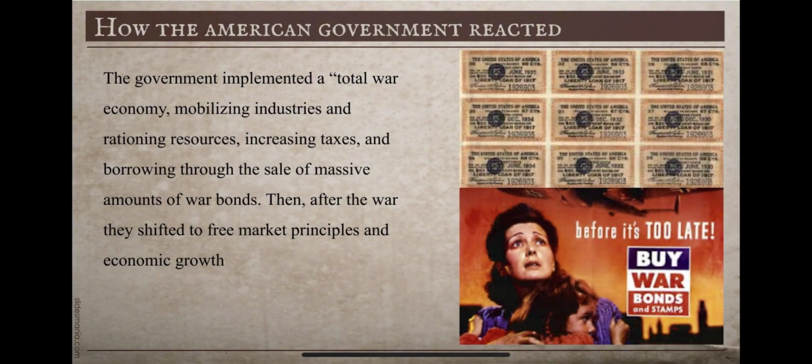The government implemented a total war economy, mobilizing industries and rationing resources, increasing taxes and borrowing through the sale of massive amounts of war bonds. Then after the war, they shifted to free market principles and economic growth.